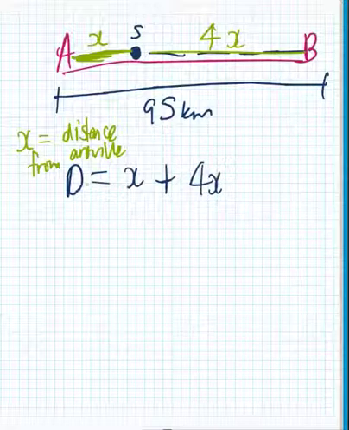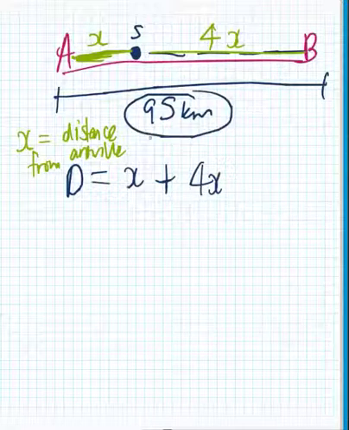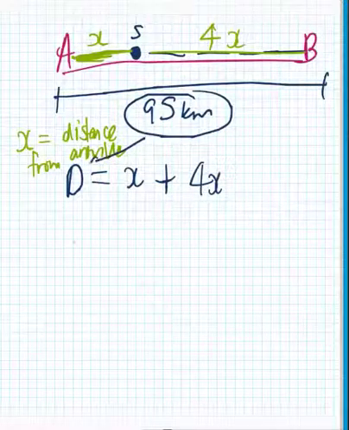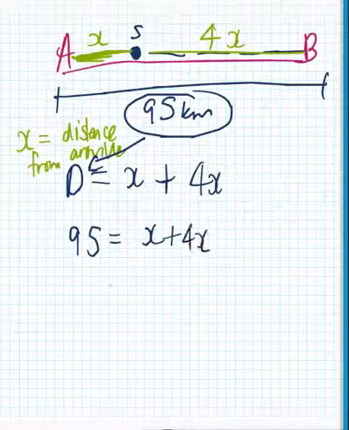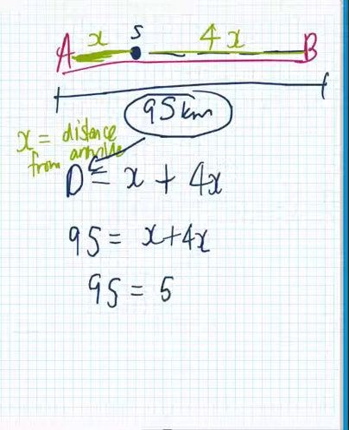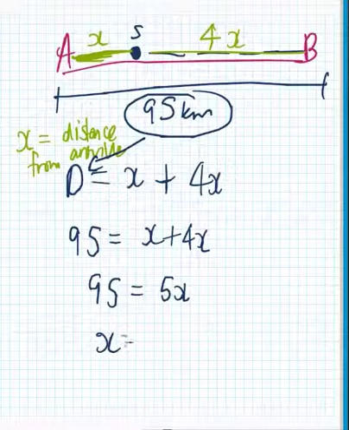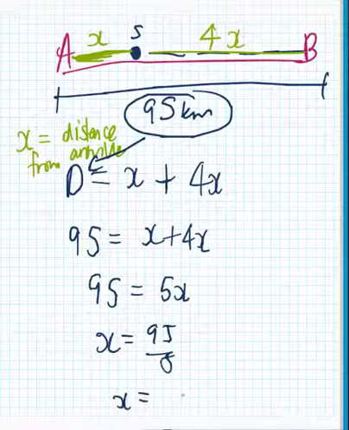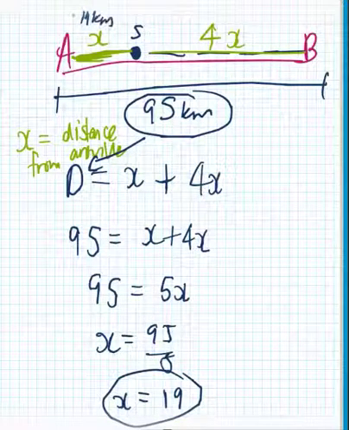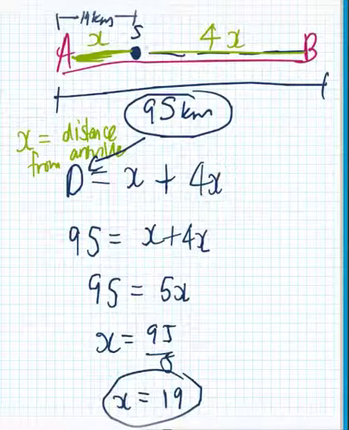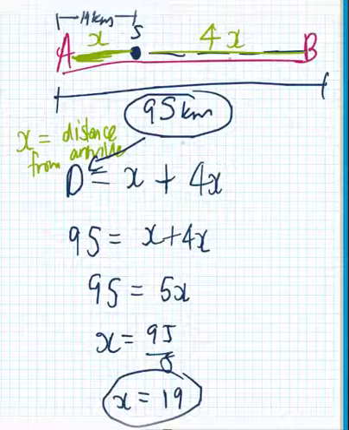Do we know what D is? Yes, they tell us the total distance is 95. So we have now, instead of D, replace it with 95. So 95 is equal to X plus 4X. So 95 is equal to 5X. Divide by 5. So 95 divided by 5, X will equal 19. And what does X mean? It's telling us that from Antville to the station is a distance of 19 kilometers. And the distance from the station to Bugville is 4 times 19, or 4 times X, which is 19.